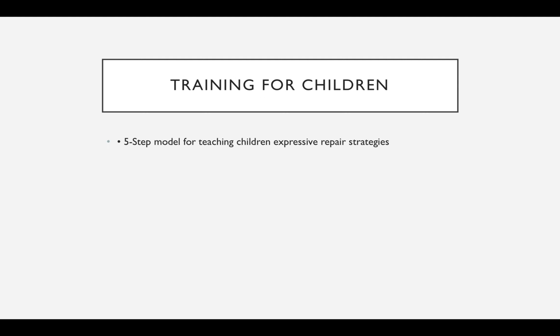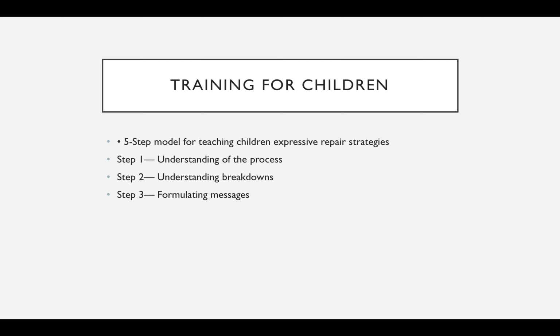So for training for children, there is a 5-step model for expressive repair strategies. Step 1, understanding the process, how hearing works, what conversations look like. Step 2, understanding breakdowns, what a communication breakdown is and how to identify that. And then how the child should be formulating the message. And then introduce the repair strategies and then practice the repair strategies.